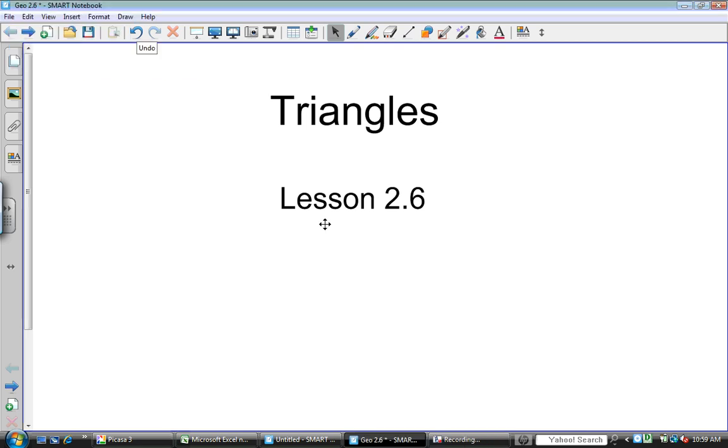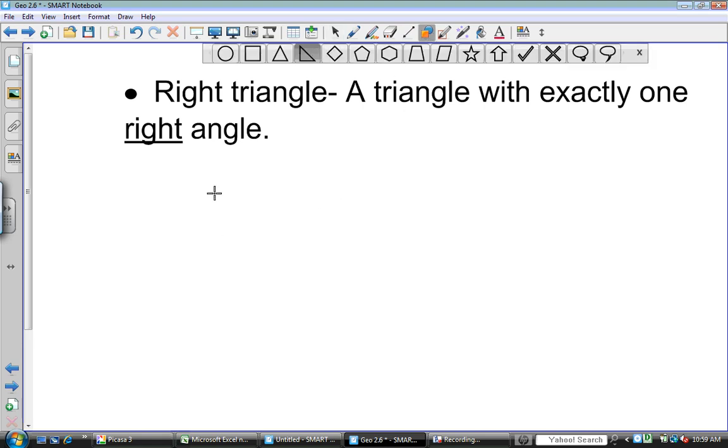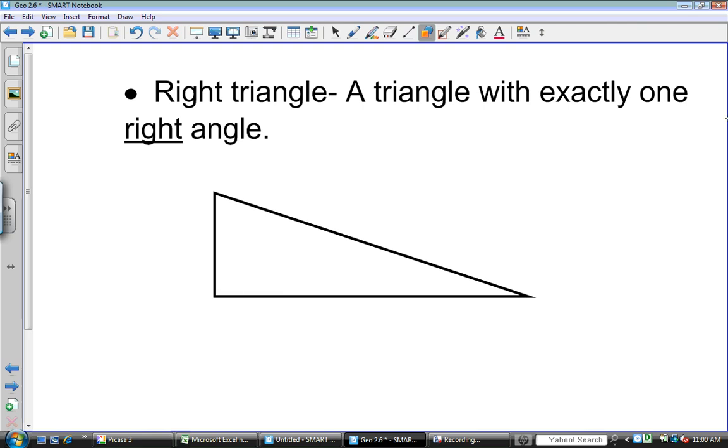Lesson 2.6. Today we're going to learn about triangles. A right triangle is a triangle with exactly one right angle. So right here is an example of a right triangle. This angle right here is 90 degrees.